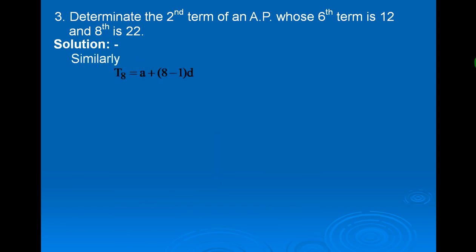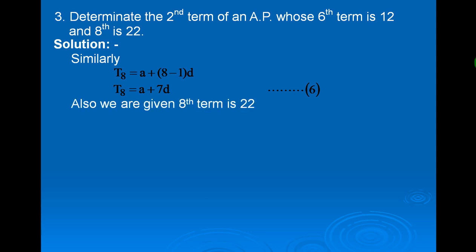Similarly, T8 is equal to a plus 8 minus 1 into d. 8 minus 1 becomes 7. Therefore, T8 is equal to a plus 7d. Put this equation number 6.